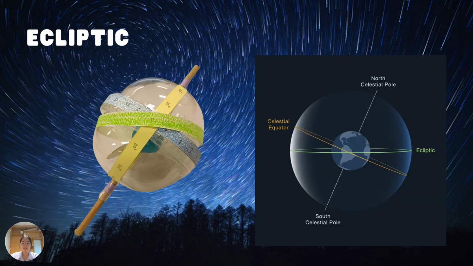Next, the ecliptic. The ecliptic is the apparent path of the Sun on the celestial sphere over 1 year. So we represent the ecliptic as the green stripes in our model.